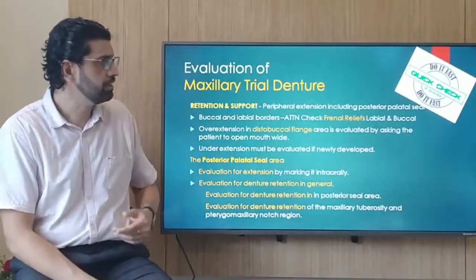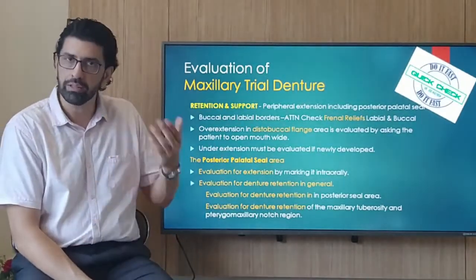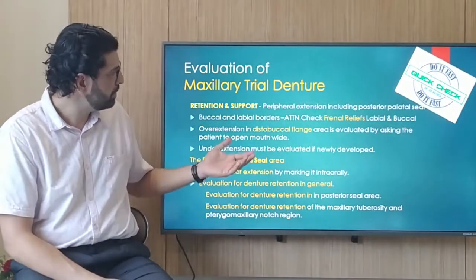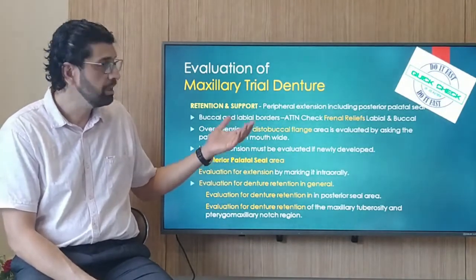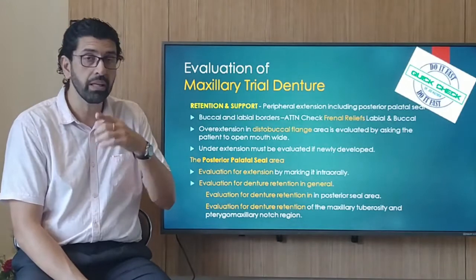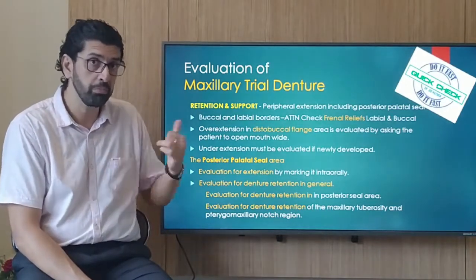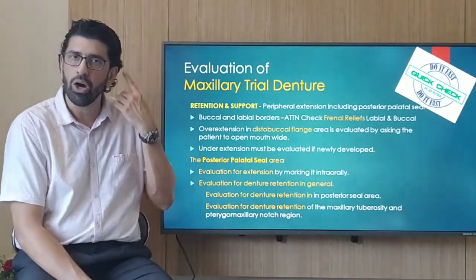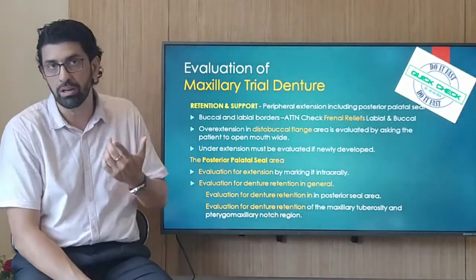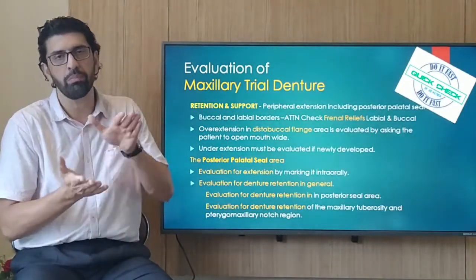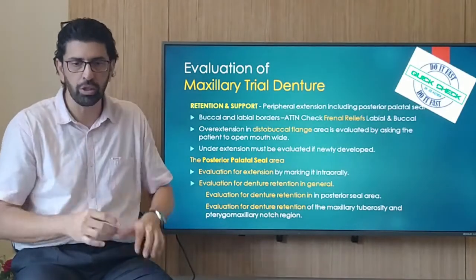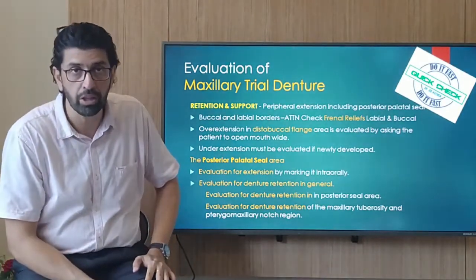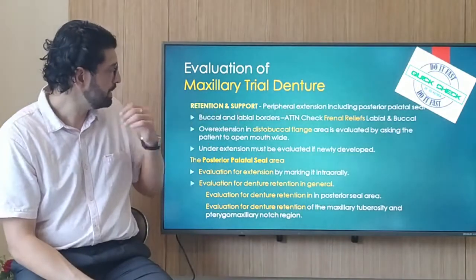Evaluation of the maxillary trial denture. Again, the same thing. You're looking at retention and support, you're looking at all the peripheries, the extensions, the frenum reliefs, right? The important aspects here, again, I hope you've checked it in the jaw relation, but an important aspect to check is the overextension in the distobuccal flange. You want to ask the patient to open the mouth wide, and if there is a displacement or pain or anything, you will know the distobuccal flange area of the maxillary denture is overextended.